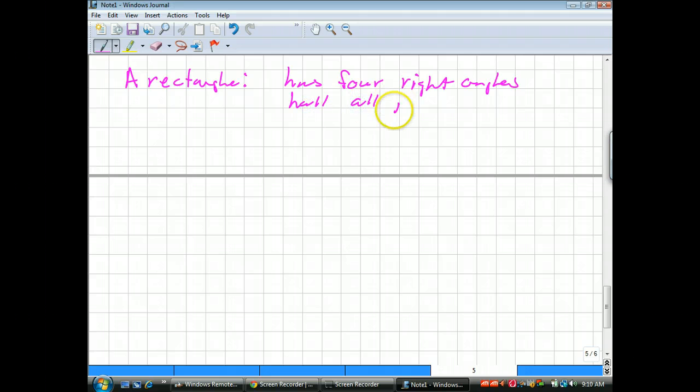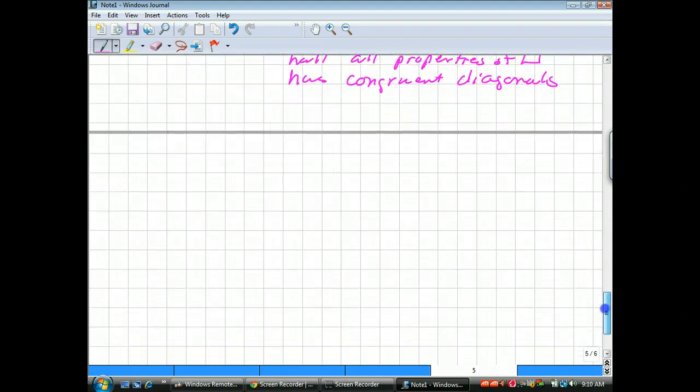A rectangle has all properties of a parallelogram and has congruent diagonals. And we know if one angle of a parallelogram is a right angle, then the parallelogram is a rectangle. Okay? So, example.